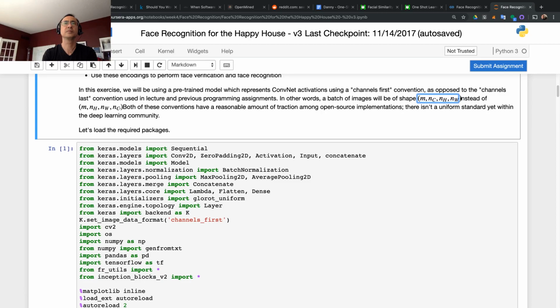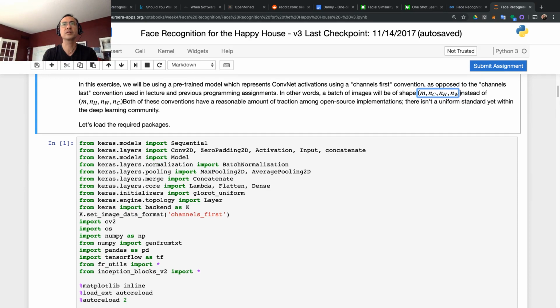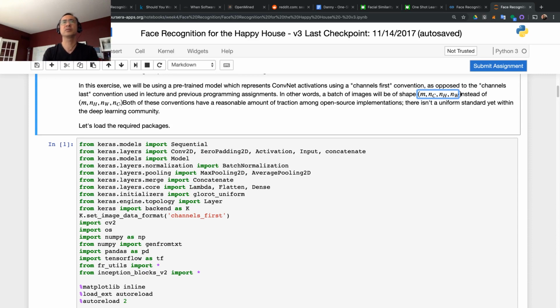Both of these conventions have a reasonable amount of traction among open source implementations. There isn't a uniform standard yet within deep learning. I think in N, H, and W, H is height and W is width. And C, I'm not sure, probably the channel? And then this M is like the numbering of the images.